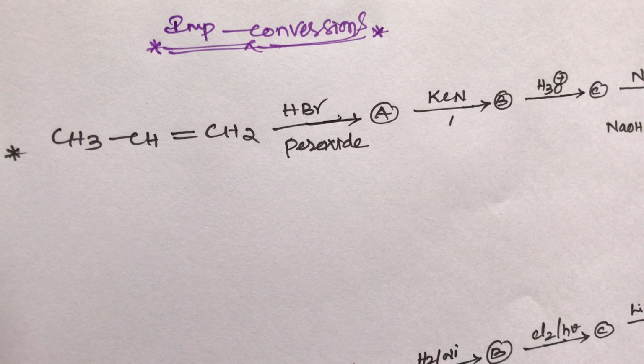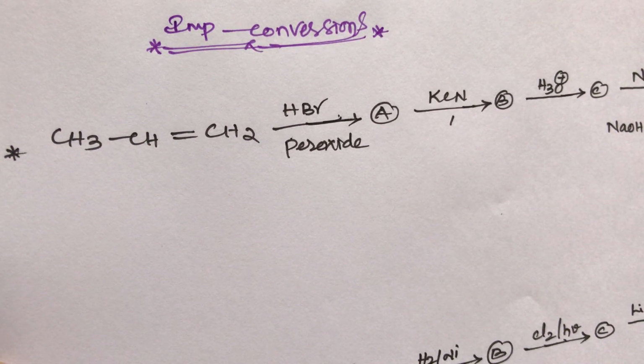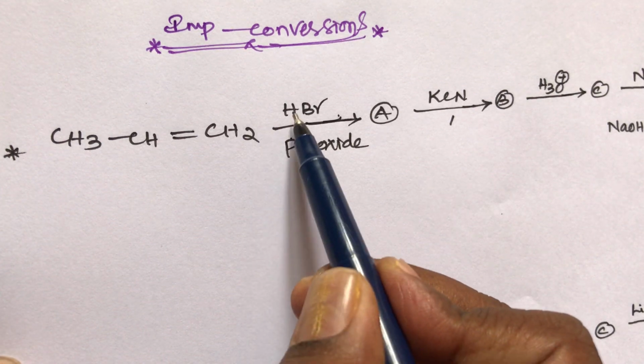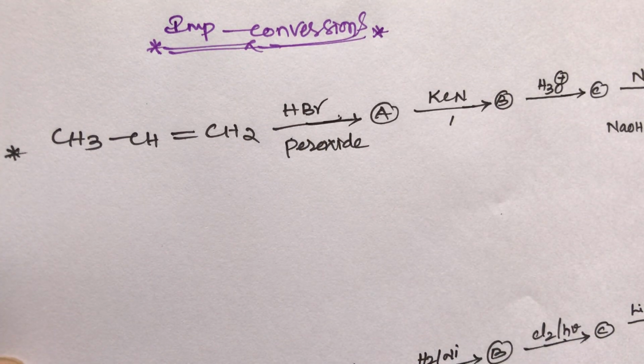Hi students, next continuation, that is important conversions for EAMCET and NEET. Now first example, that is unsymmetrical alkene, that is 1-propene. 1-propene reacts with HBr in the presence of peroxide. It belongs to the anti-Markovnikov rule.